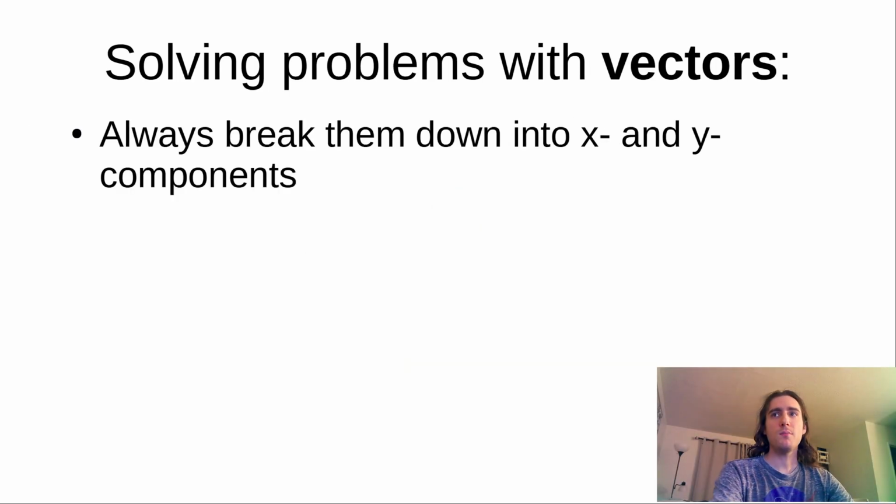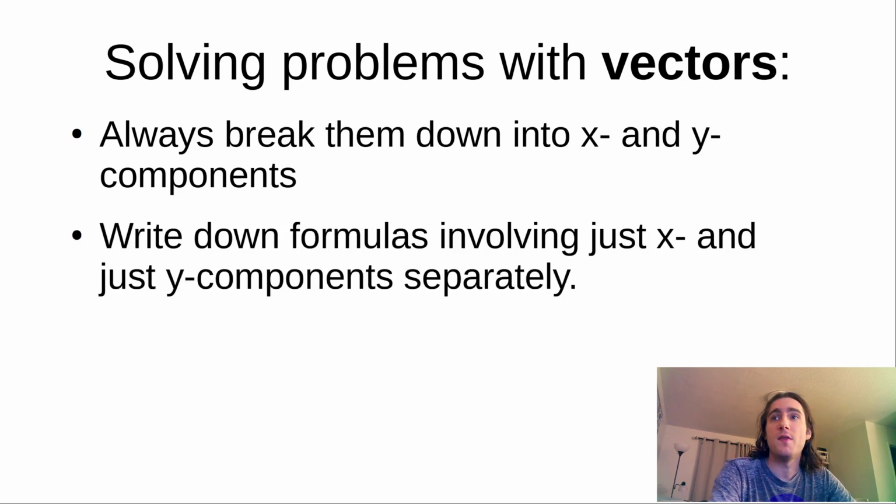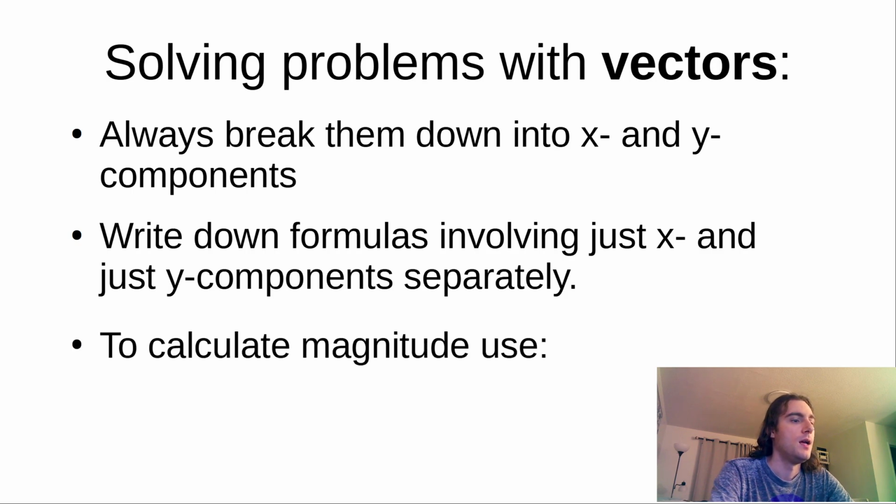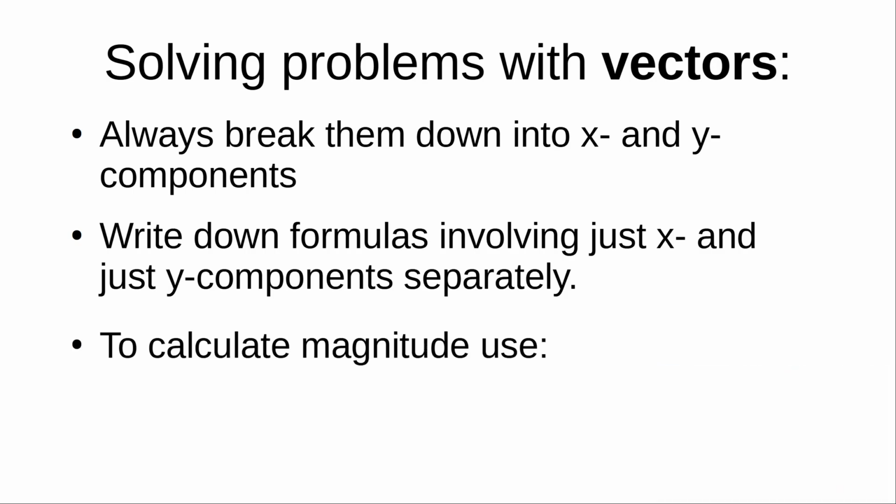Okay, so solving problems with vectors, one of the things we always want to do is kind of what I just said. Always break them down into x and y components. Then, once you've done that, write down formulas involving just x and just y components separately. That way you've isolated everything with x and everything with y. It makes solving problems, especially in physics, much easier. To calculate the magnitude of the vector you're interested in, just use that formula with the Pythagorean theorem.